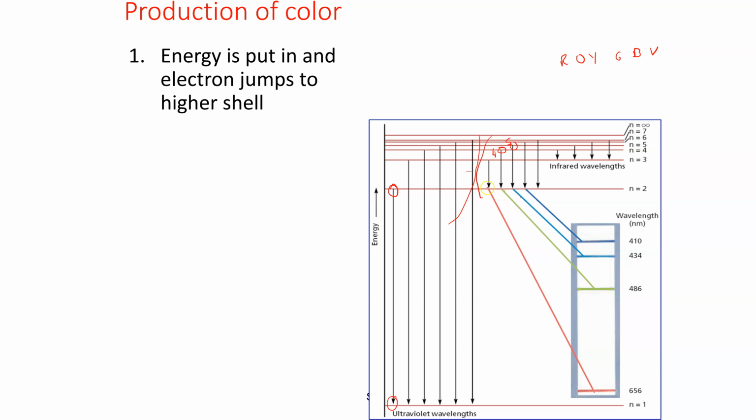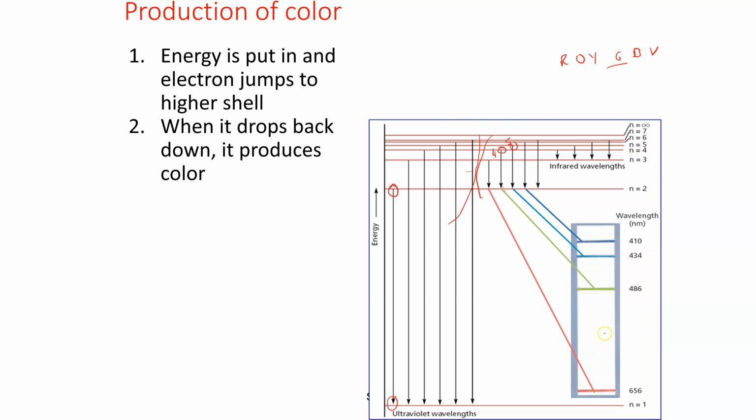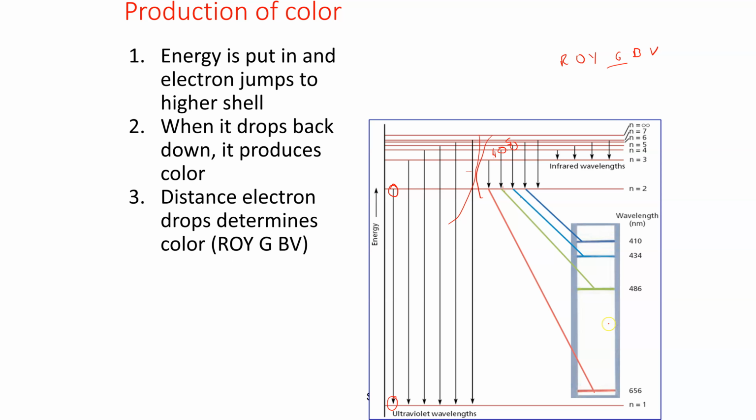Just look at this. You went from 2nd to 3rd, produce red, but when you go from 2nd to 4th, you produce green. You completely skipped orange and yellow. Anyway, that's how the color bands are produced, based on these electrons coming back down to the original location, and that's what we use to identify the elements. So when it drops back down, it produces color. Distance the electron drops determines the color. So obviously, the more energetic, the further it went.